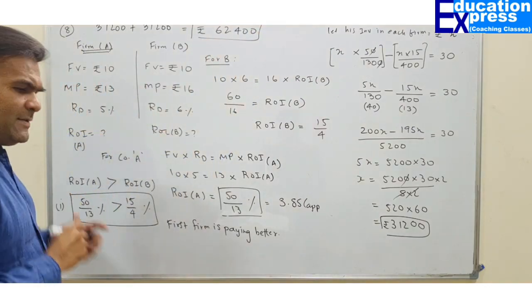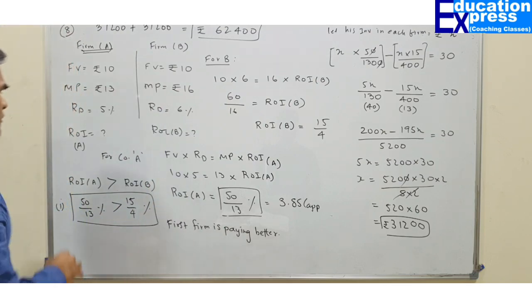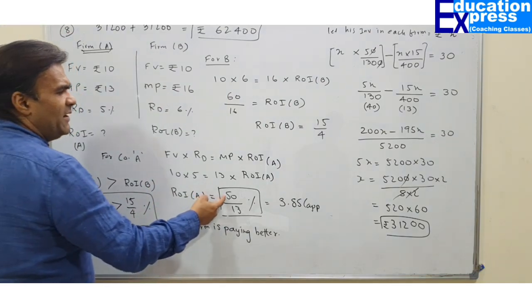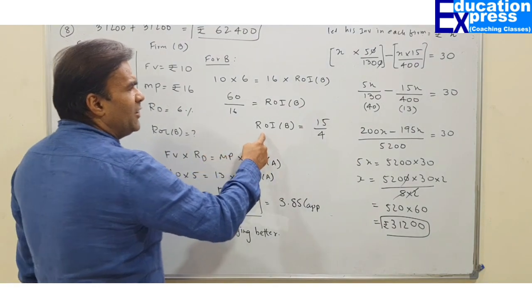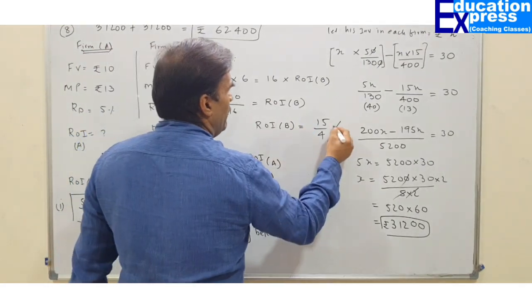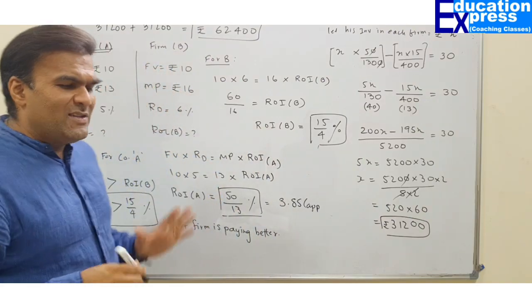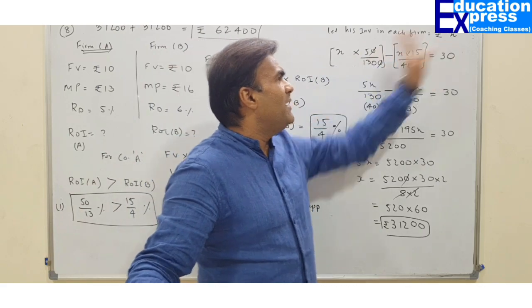My dear friends, the question is quite simple. We have already compared. We know what his return on investment is. Sir, from A, the return on investment is 50 upon 13%. What about B? We are getting a return on investment of 15 upon 4%. That is the return on investment on B. How much am I investing? Let us assume that investment in each firm be rupees X.